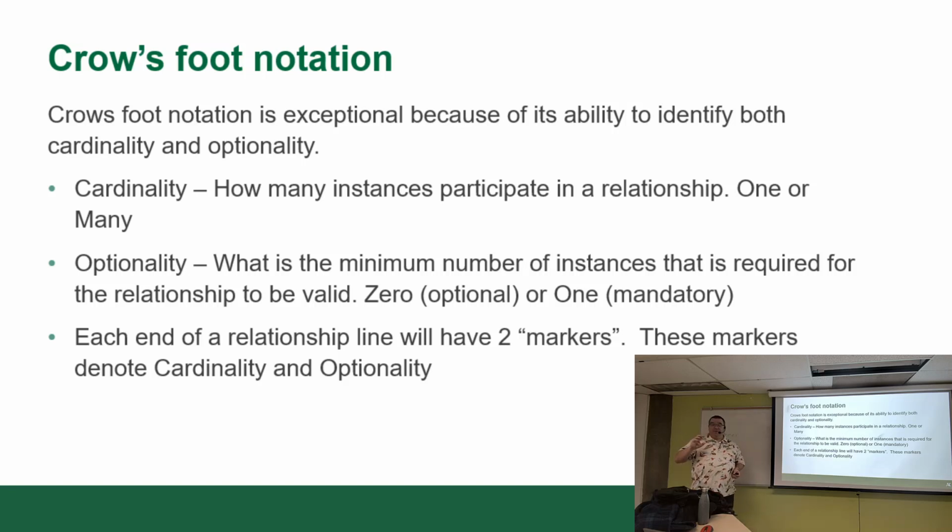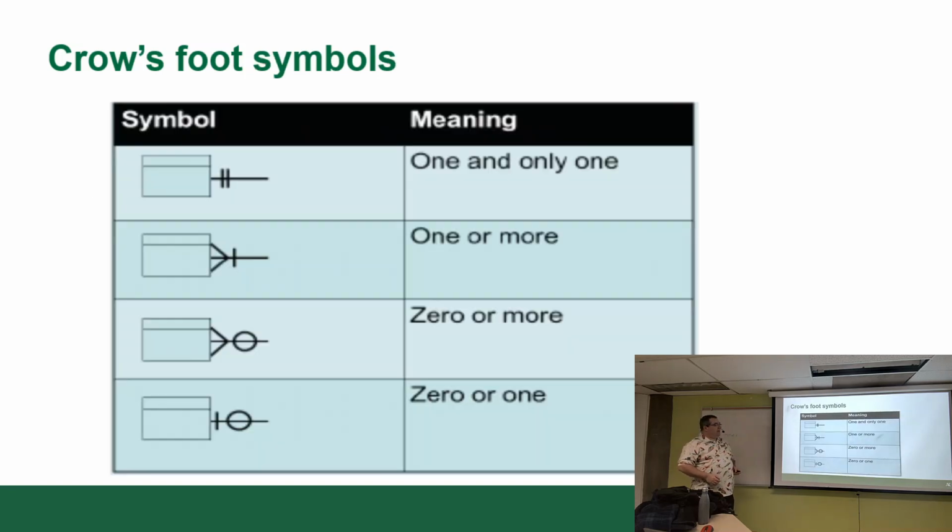What's the maximum number? What's the minimum number? Minimum number means either it's optional or it's required. The maximum number is 1 or more. So student to locker is 1 to 1. Customer to orders is 1 to many. And here are the symbols. Ignore the box; these are like tables. These are your 4 symbols you need to memorize. That's it. These 4 symbols cover all of it.